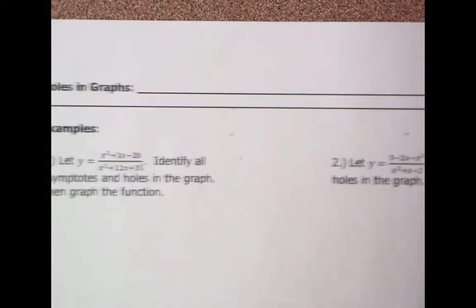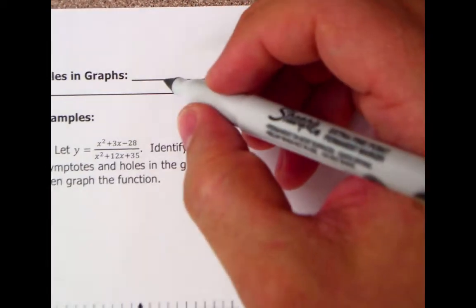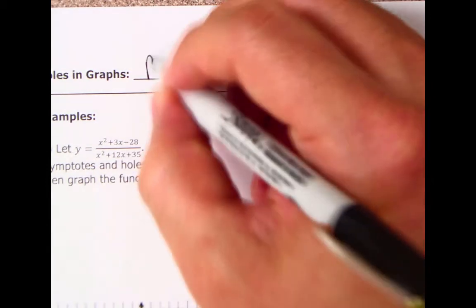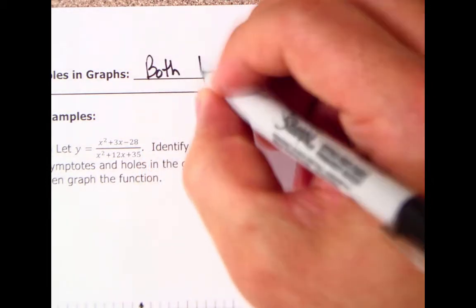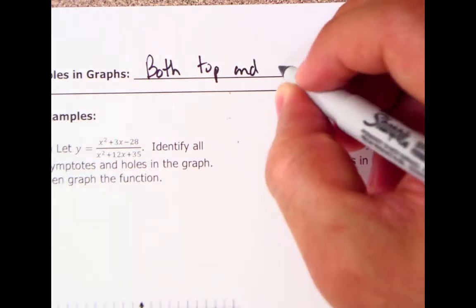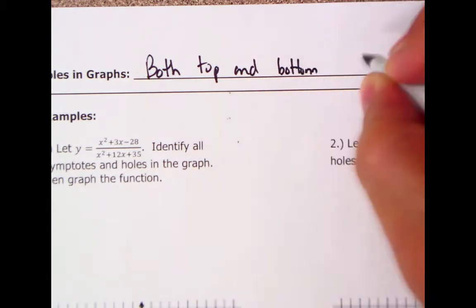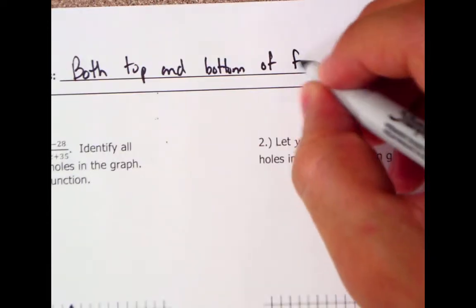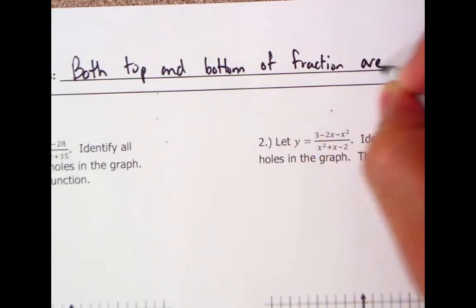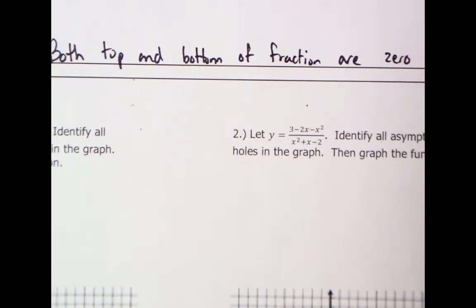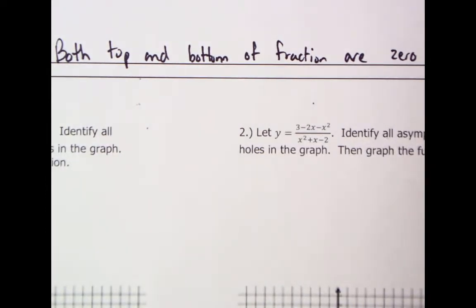So holes exist in graphs where both the top and the bottom of the fraction are 0. So what values of x would actually cause it to be 0 over 0? Now you can't divide by 0, but an even weirder concept is 0 divided by 0. So that's where holes will exist.